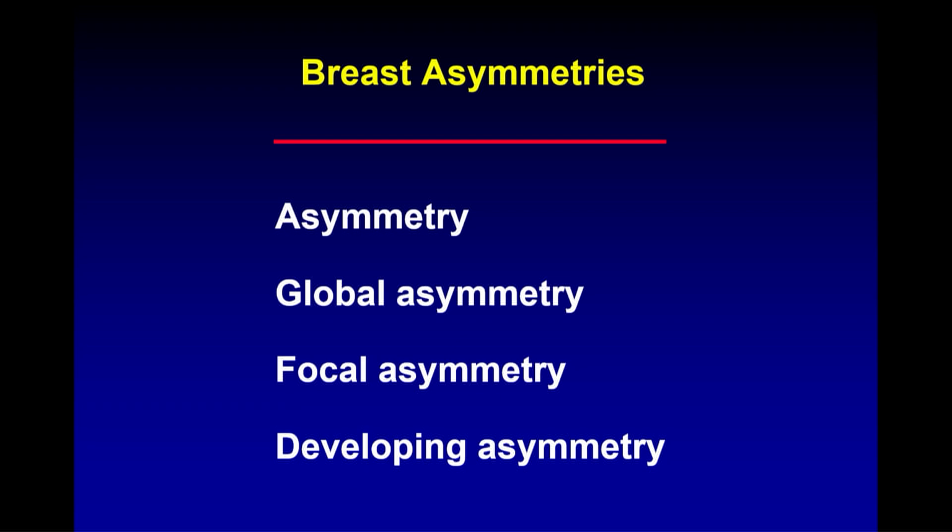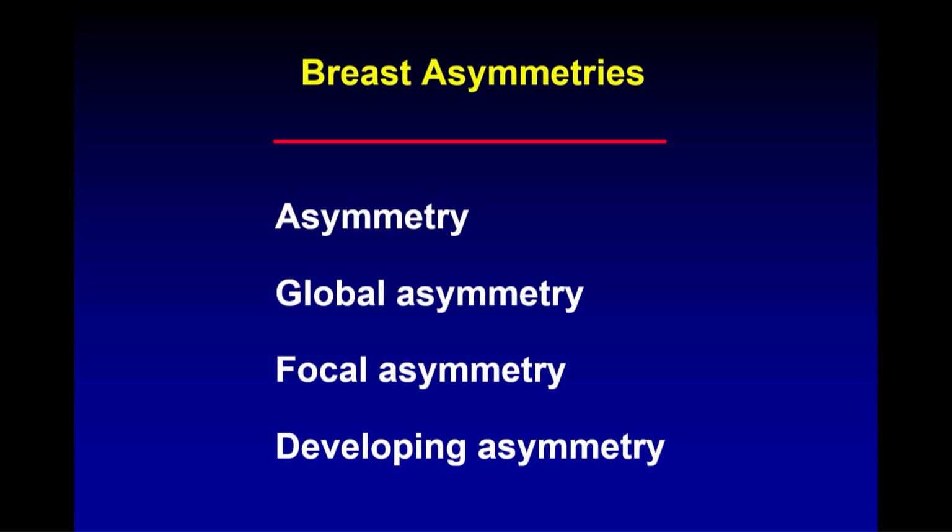There are 4 different types of asymmetry. This is different than with mass and with calcifications, where you have descriptors of shape and margins and all that stuff. With asymmetries, you just have different categories. They're not descriptors. They're categories. And the reason for the 4 categories is because the management is different for each of the categories.